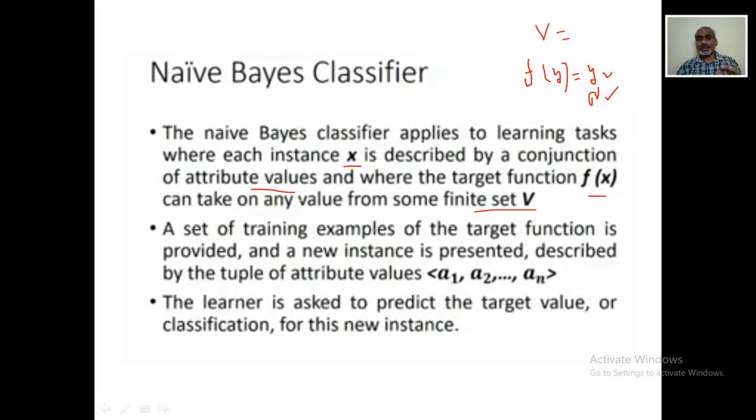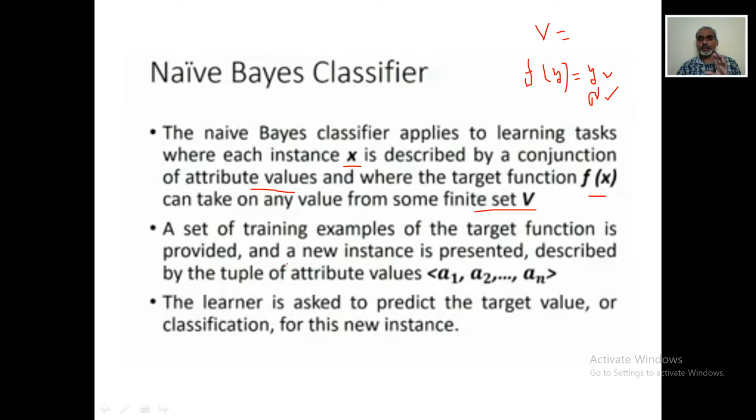So how do we define the naive Bayes classifier? It is a learning task where each instance X is described by a conjunction of attribute values. The conjunction is: if the temperature is this much, if the sky is like this, if the outlook is like this, and then whether he can play tennis or not. The target function f of x can take any value from a finite set of outputs. Here we have two: yes, he can play tennis, or no, he cannot. Clear? Now a set of training examples of the target function is provided.